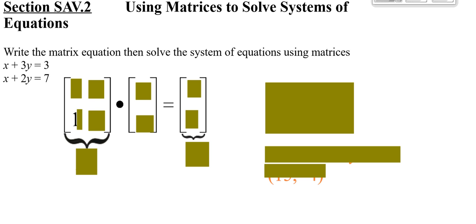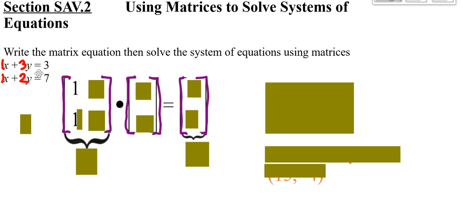Okay, we're going to look at another way to solve systems of equations, and that's with matrices. Matrices have square brackets, just as you see here. What you put in your first matrix is just the numbers you have in front of your variables. Here's a 1, there's a 3, here's a 1, there's a 2. That's what goes in your first matrix.